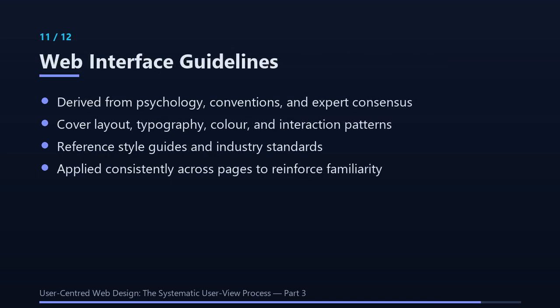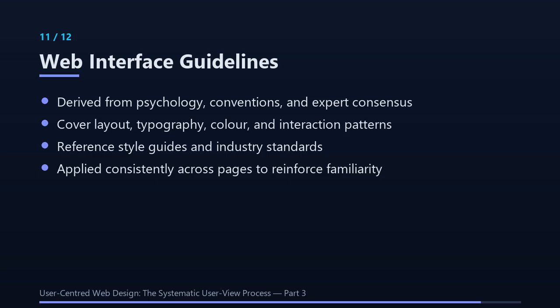Web interface guidelines synthesize research from cognitive psychology, established conventions, and expert recommendations into actionable design rules. They address visual aspects such as layout grids, typography hierarchy, color contrast, and white space, as well as interaction patterns like button placement, form validation, and error messaging. Designers consult style guides, such as the Google Material Design Specification or the W3C Web Content Accessibility Guidelines, to ensure compliance with best practices and legal requirements.